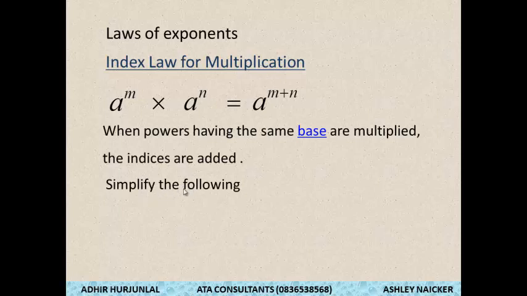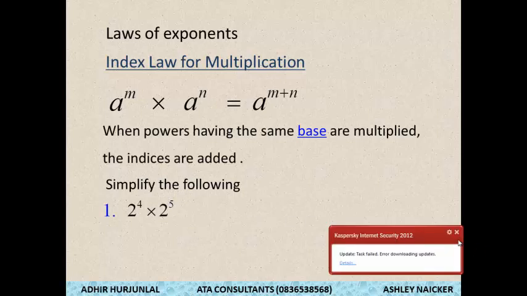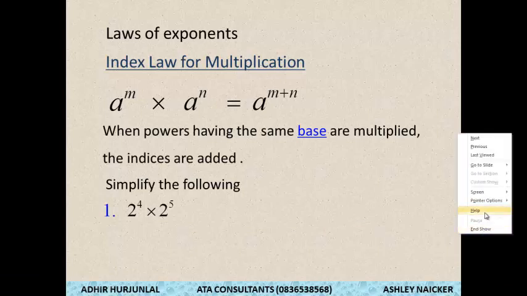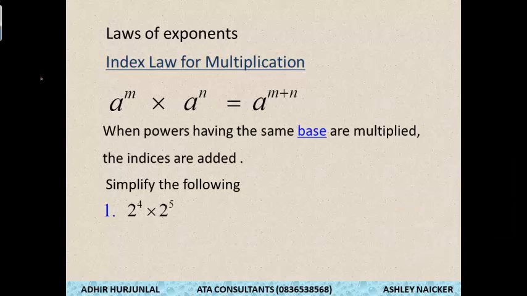Consider a few examples. Question number 1. Simplify the following: 2 to the exponent 4 multiplied by 2 to the exponent 5. In order to make this a bit easier, let's use a pen. Straight away I notice there's a base which is a 2, and another base which is a 2. These here are my indices, the 4 and the 5.